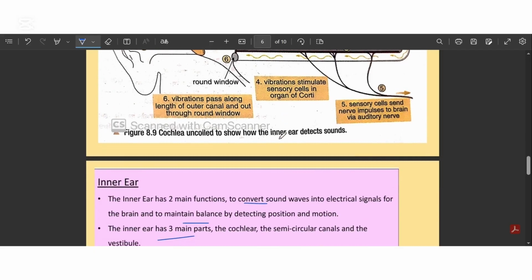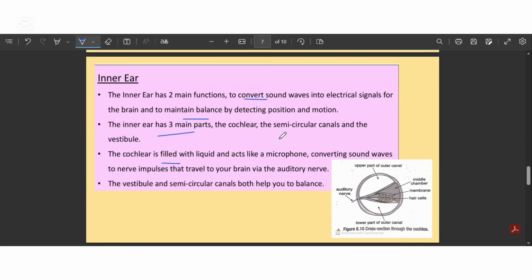Here are a few points about the inner ear that we discussed. Just have a quick review: the inner ear has two main functions, to convert sound waves into electrical signals for the brain, and to maintain balance by detecting position and motion. The inner ear has three main parts: the cochlea, semicircular canals, and vestibule. The cochlea is fluid filled. Also, the semicircular canals are fluid filled, and the vestibule and semicircular canals help to balance.